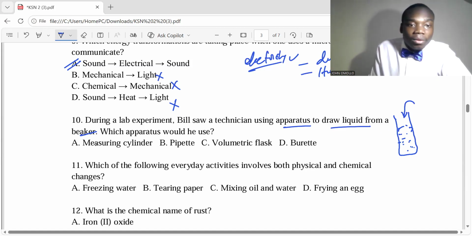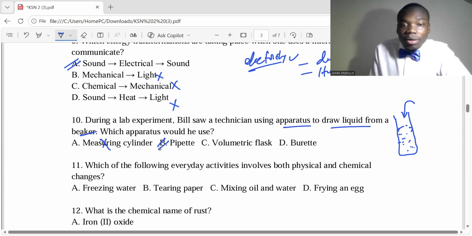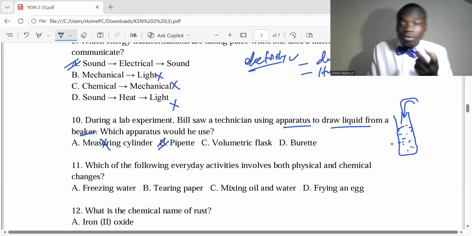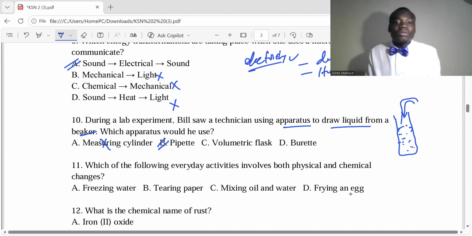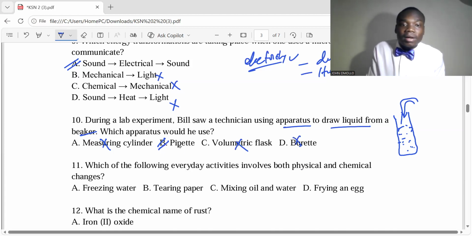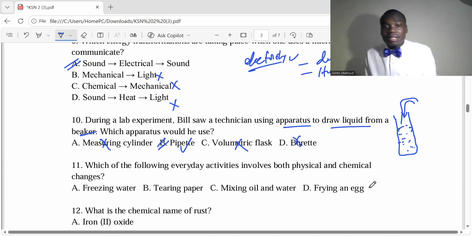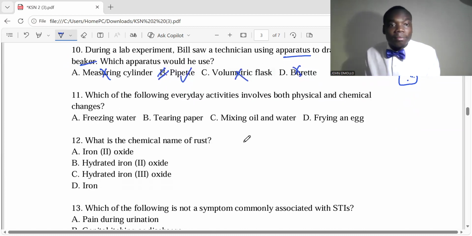Remember, a measuring cylinder cannot be used in that case. Pipette is the right one. We can use a pipette to draw the liquid. Just insert the pipette here, and then you can draw it via mouth or by use of a pipette filler. We cannot use a volumetric flask, we cannot use a burette. So our right answer is pipette. It can be used to draw liquids from a beaker.